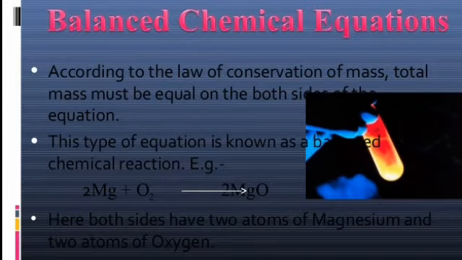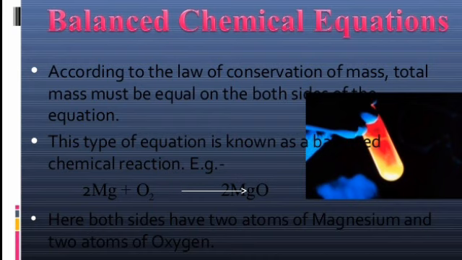In order to make the stoichiometry correct, we balance the chemical equations. So according to the law of conservation of mass, total mass must be equal on both sides of the reaction, that is, the mass of the reactants must be equal to the mass of the products. This type of equation, in which mass of the products and reactants are equal, is known as balanced chemical reaction, and the equation is known as balanced chemical equation.